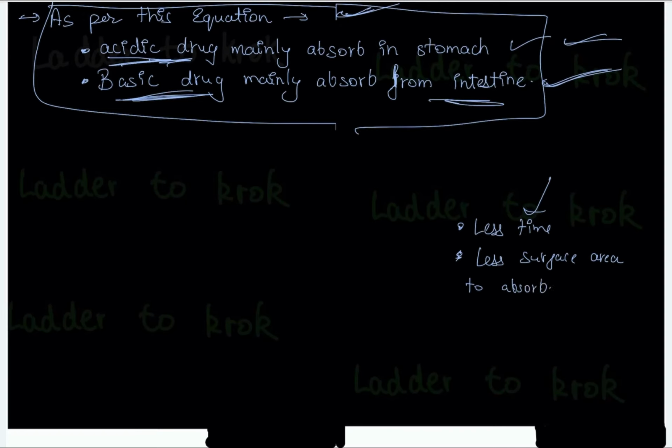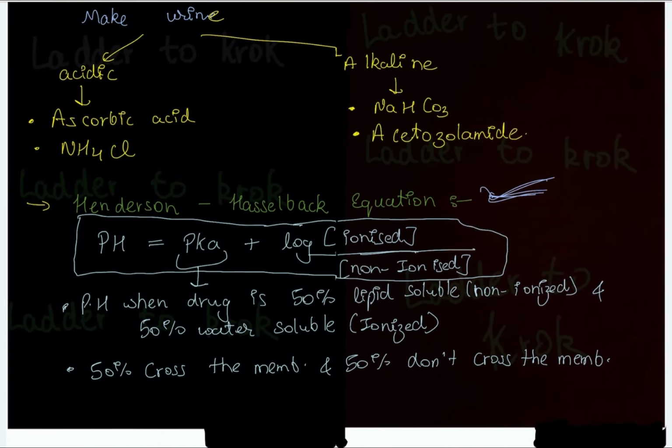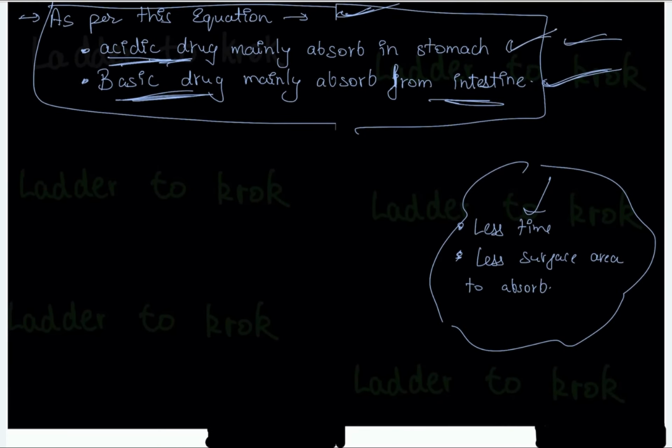Okay, but if anyone asks you a question as per this equation, then as per this equation, acidic drugs absorb in the stomach and basic drugs absorb in the intestine. But practically, in your practical life, all drugs absorb, 80% of drugs absorb from your small intestine. Okay, I hope this is clear.